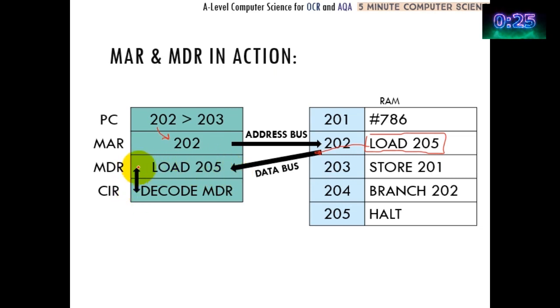Then that data is actually copied and transferred between the MDR and CIR and executed. And once that's finished, the program counter then moves to the next instruction, in this case instruction 203, meaning go via the address bus to location 203 and find the next instruction. And that's it. That's how it works.